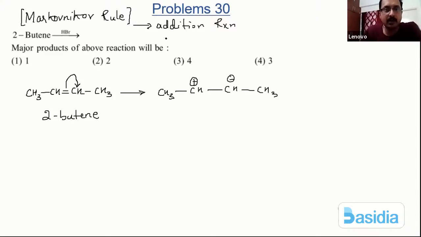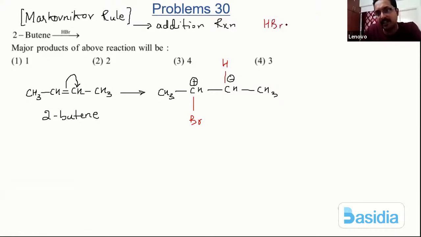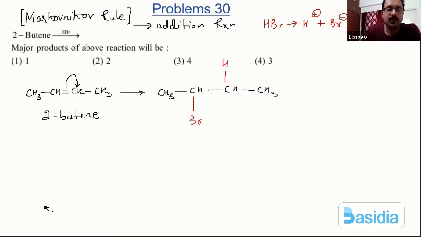So what exactly is happening now? According to the Markovnikov rule, or if you just go according to the addition reactions, let me say the Br gets attached over here, and the hydrogen gets attached over here. HBr is going to split into H plus and Br minus, correct? So what is going to happen now? Whichever way you do the reaction, you are always going to get one product, nothing more than that.